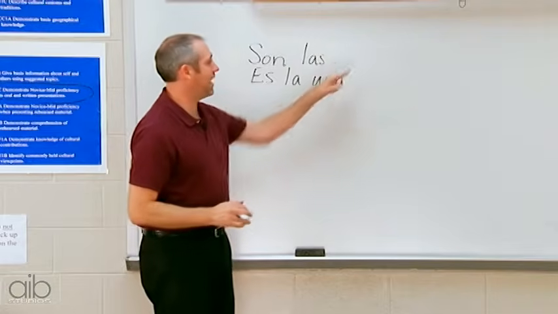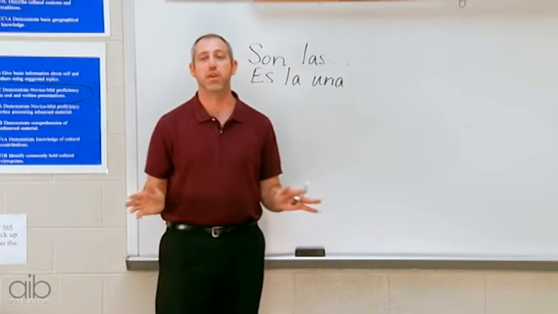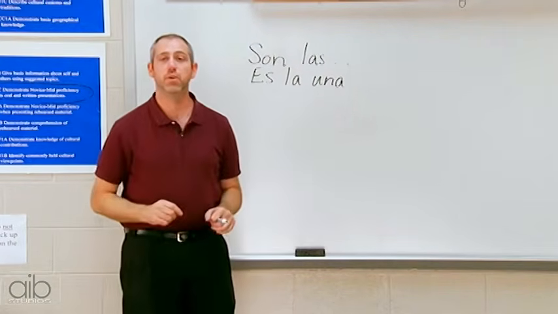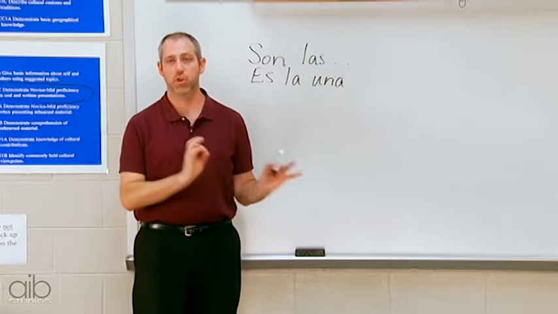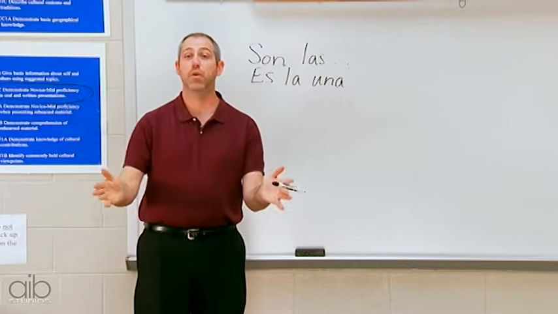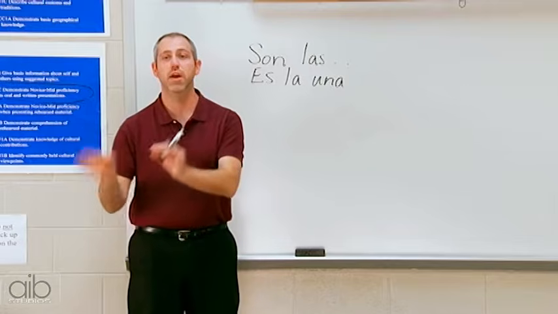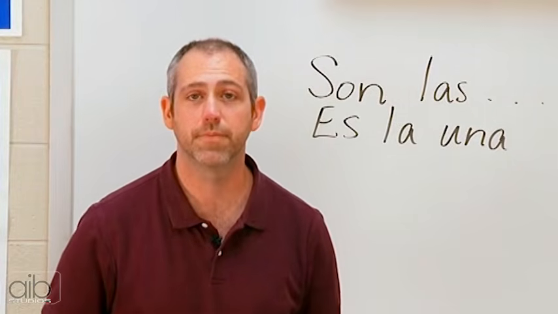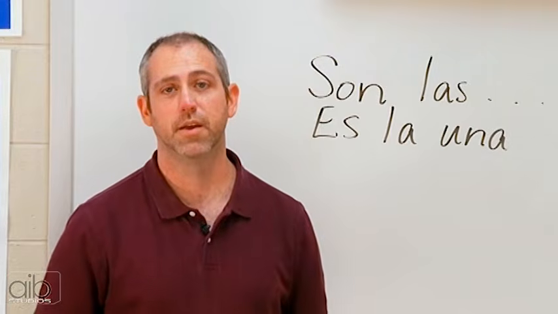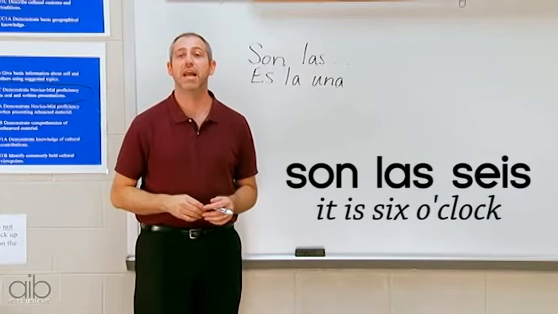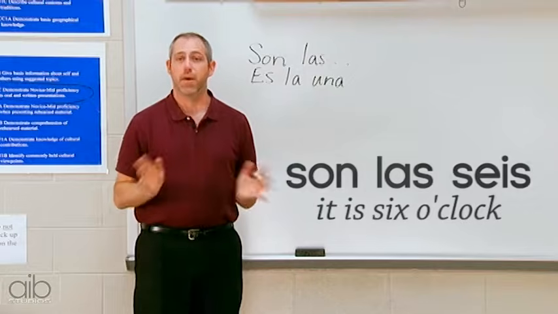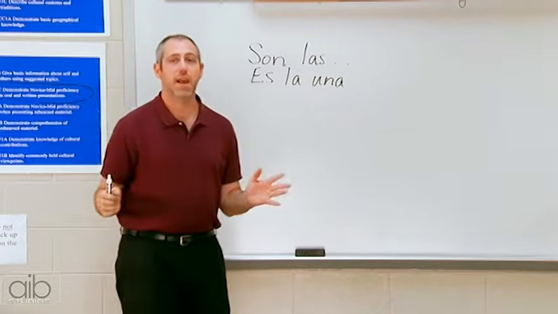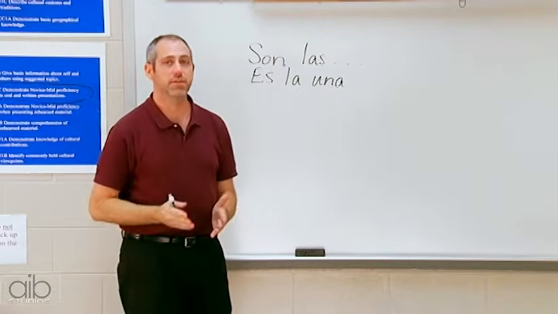Now, if we want to say it's any other hour, we just simply say son las. So if we want to say it's 2 o'clock, we say son las dos. If we want to say it's 4 o'clock, you guessed it, son las cuatro. How would you say it's 6 o'clock? Son las seis.